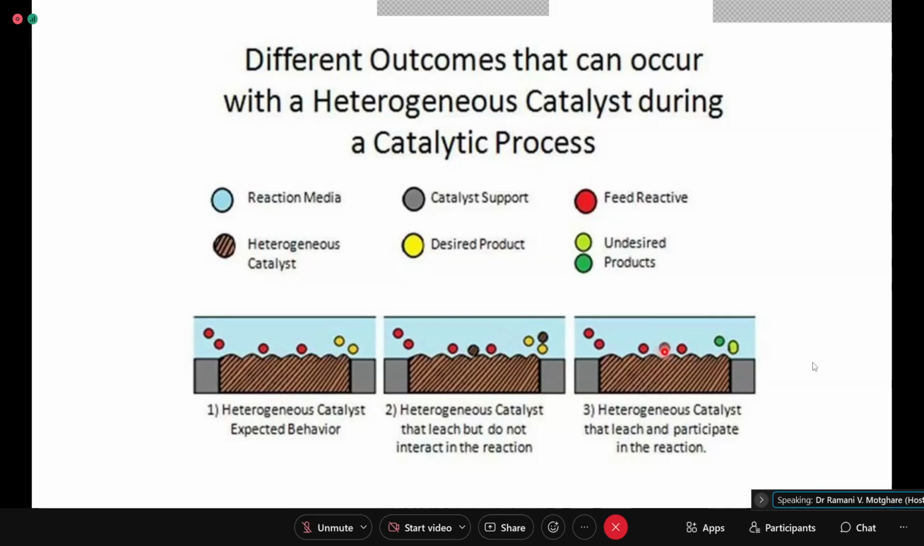shaded balls. Okay, so heterogeneous catalysts that leach and participate in the reaction. The catalyst itself, small particles of it, are leaching out and are coming out with the product formed. Such kinds of reactions, you may call them interferences, may be there.